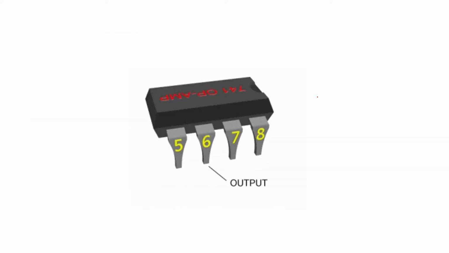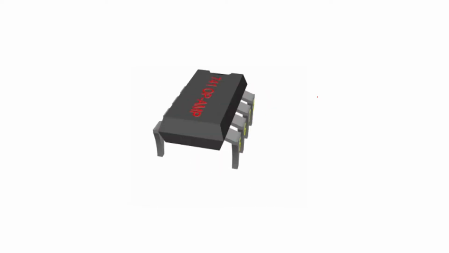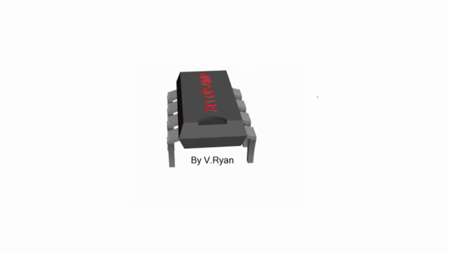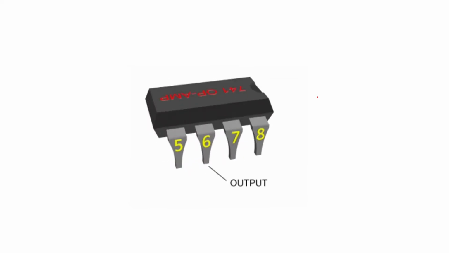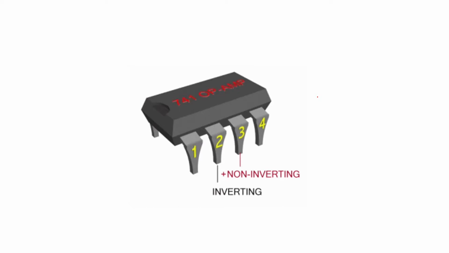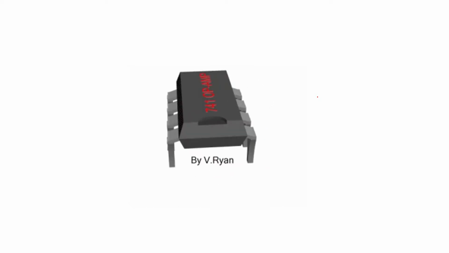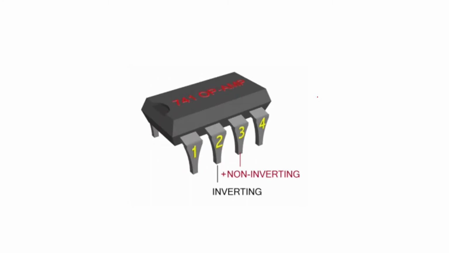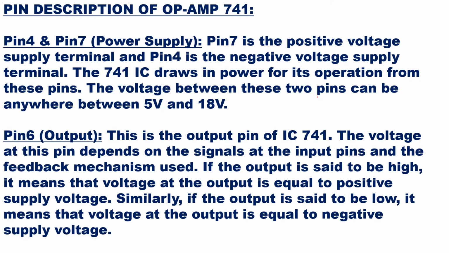Then if you see the IC, it is like this. It can have 4 pins on one side and 4 pins on another side, and it shows you the output pin, that is pin number 6, and pin number 2 is inverting, pin number 3 is non-inverting. So this is the view of the IC, how it looks.